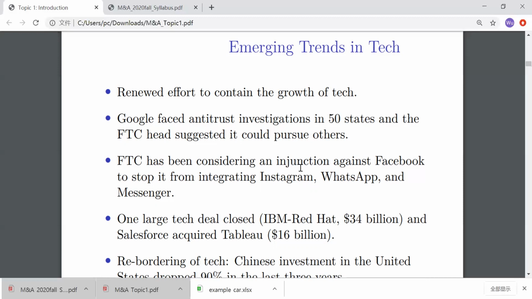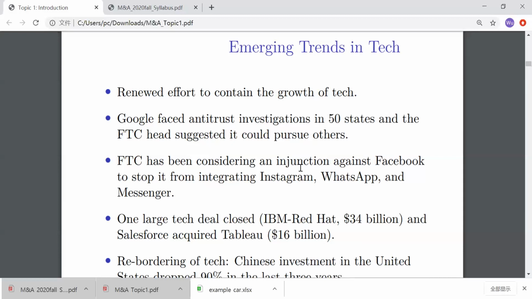And also the FTC, the Federal Trade Commission, has been considering an injunction against Facebook to stop it from integrating Instagram, WhatsApp, and Messenger, right? Because you can see the antitrust concern here is obvious. For example, when Facebook integrates Instagram, WhatsApp, and Messenger, Facebook will become almost a monopoly in the industry of social media, social network, right?